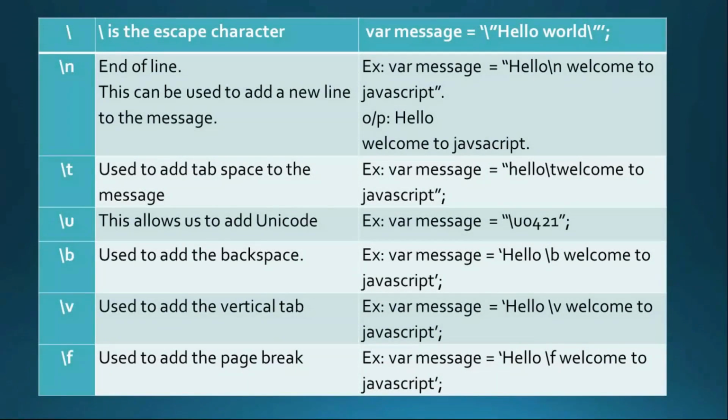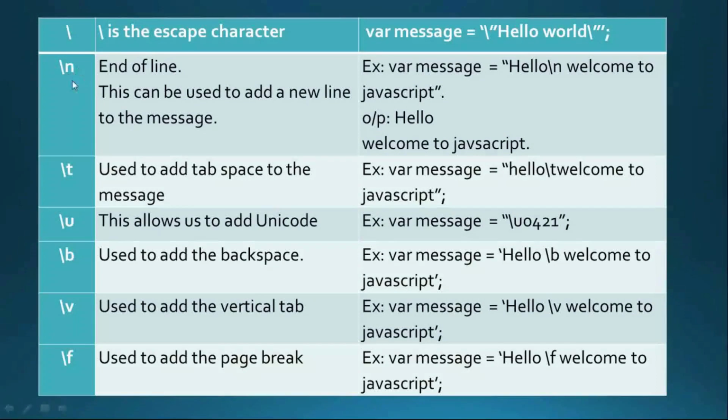Strings support multiple special characters like escape characters. The backward slash can be used to add quotes. Let's say if you want to add single or double quotes to a given string, meaning you want to display a quoted string, you can use a backward slash character.